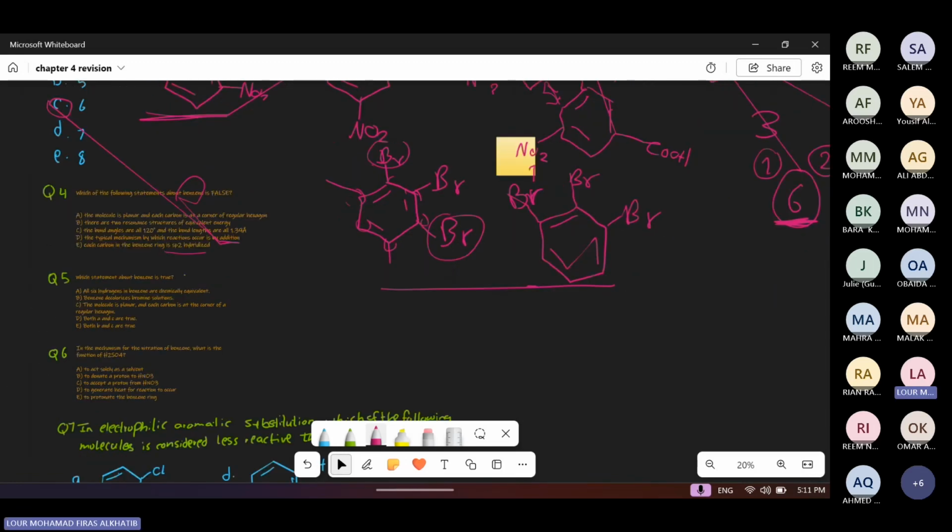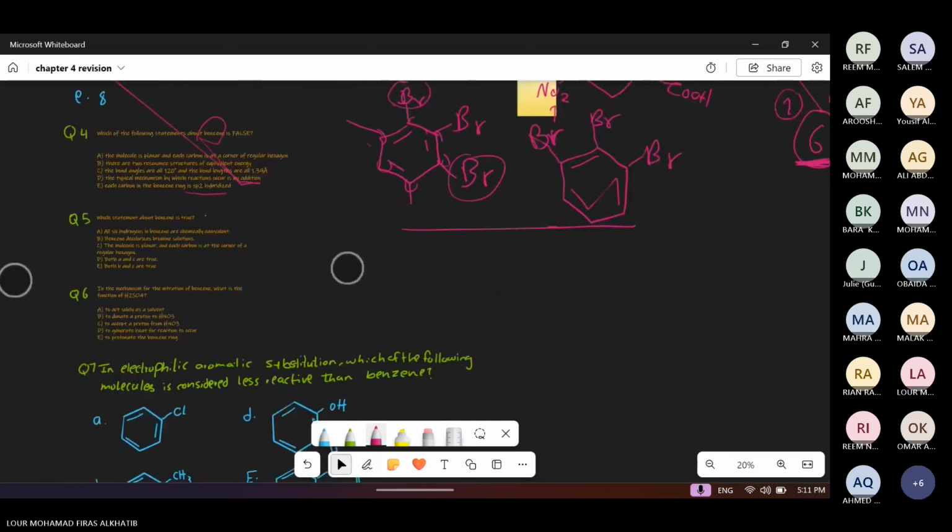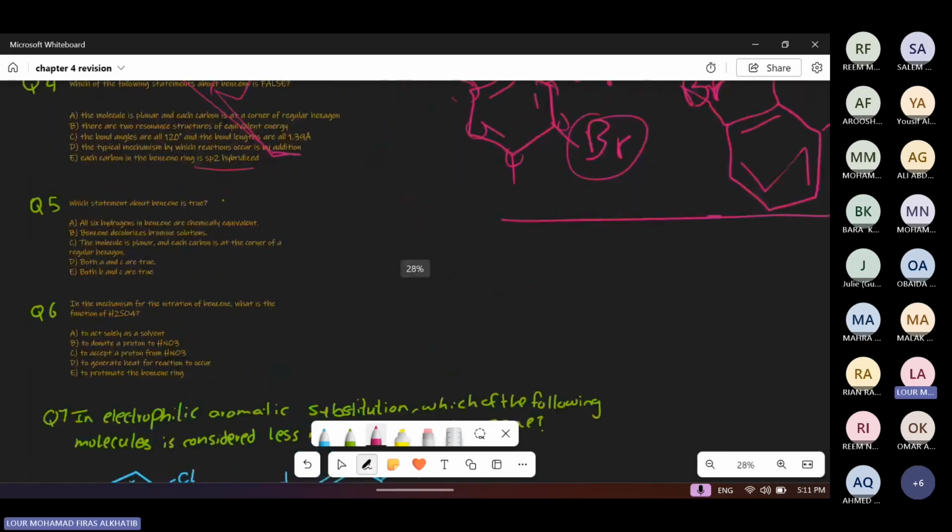Okay, moving on. Question 5. Which statement about benzene is true? What do you think? You said A? Definitely A and C. Yeah, A and C, sorry. Didn't show the other options. Exactly, it is A and C.